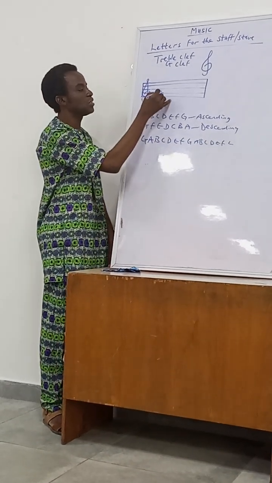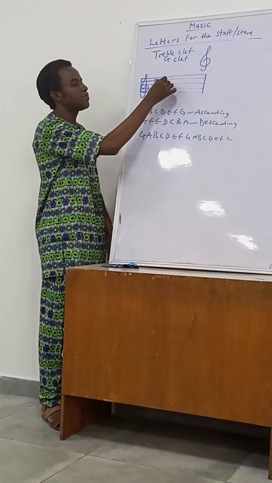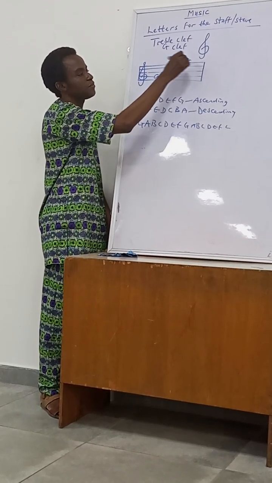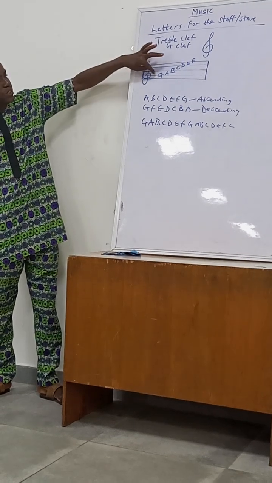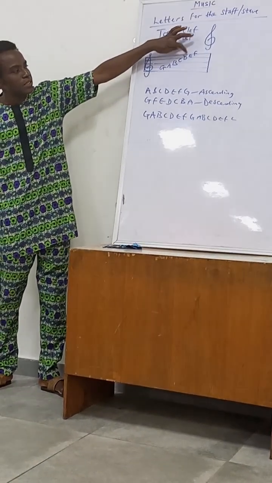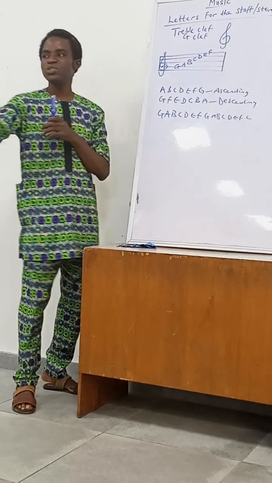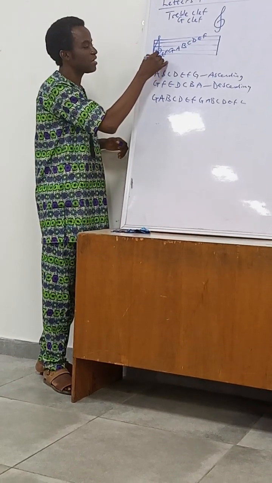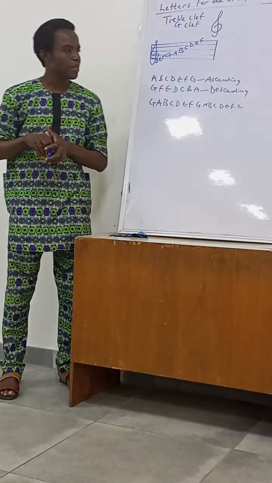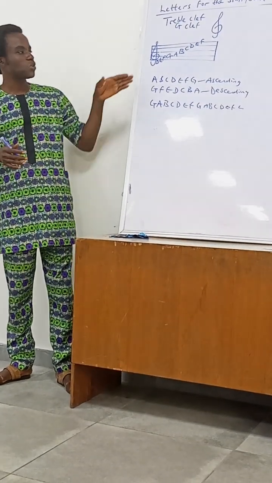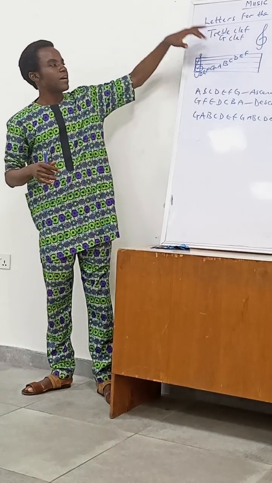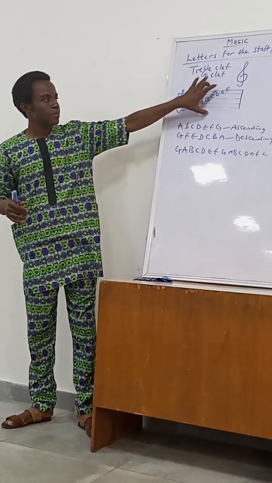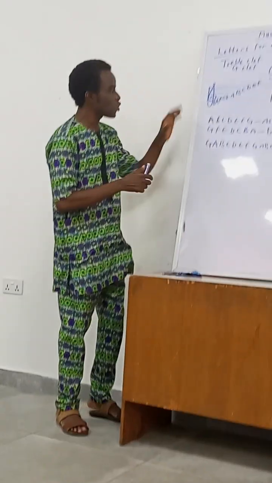So here, if this is G, here we get A. The following line will be B. This place will be C, D, E, and F. That is the ascending, starting from G. Now, descending, before G we have letter F. Before letter F we have letter E. And before letter E we have letter D. Ladies and gentlemen, that is how we extract the letters for each line and space on the staff. So let me stop here for today.